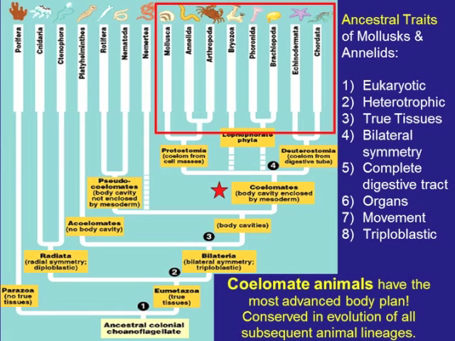Looking at our phylogenetic tree again, you can see our ancestral colonial choanoflagellate at the bottom that gave rise to our sponges, and our eumetazoans with true tissues. And that gave rise to radiata, which are jellies and comb jellies, and then bilateria, which gave rise to our acoelomates that don't have a body cavity.